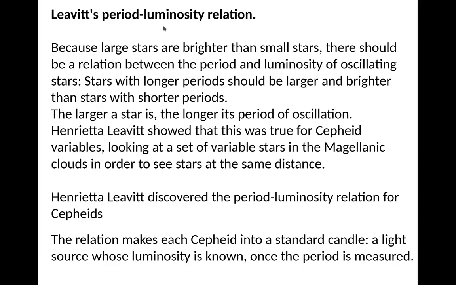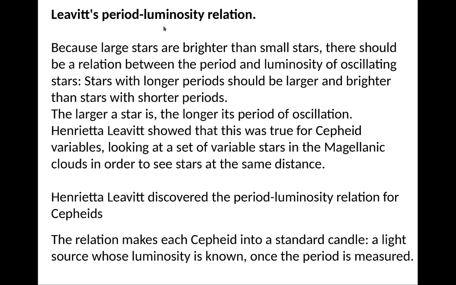Okay. Now, large stars are brighter than small stars. And because large stars also tend to be brighter overall, there's going to be a relationship between the period that you measure, i.e. the time it takes per oscillation, and the luminosity of these oscillating stars. Stars with longer periods should be larger and brighter than stars with shorter periods. The larger the star is, the longer its period of oscillation.